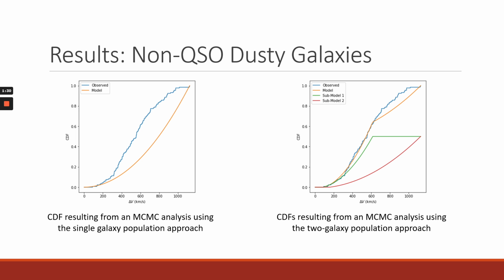Here we have the resulting CDFs from an analysis of another non-QSO dataset, using the single population model on the left and the two population model on the right. Comparing the primary modeled CDFs in orange to the observed CDFs in blue shows that the two population model gives a better match to the data.